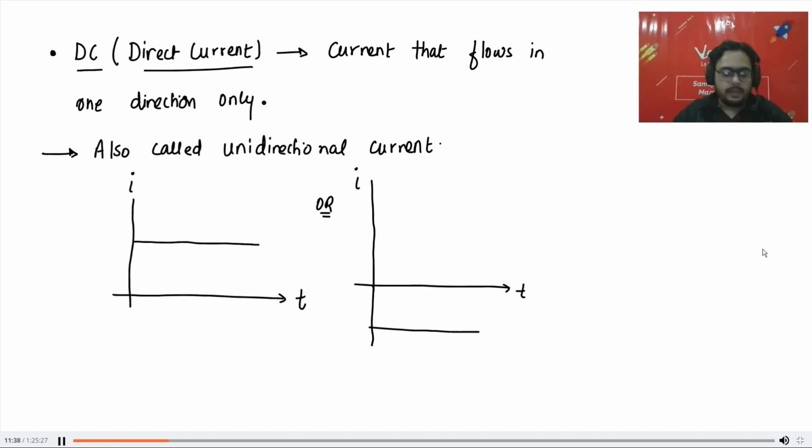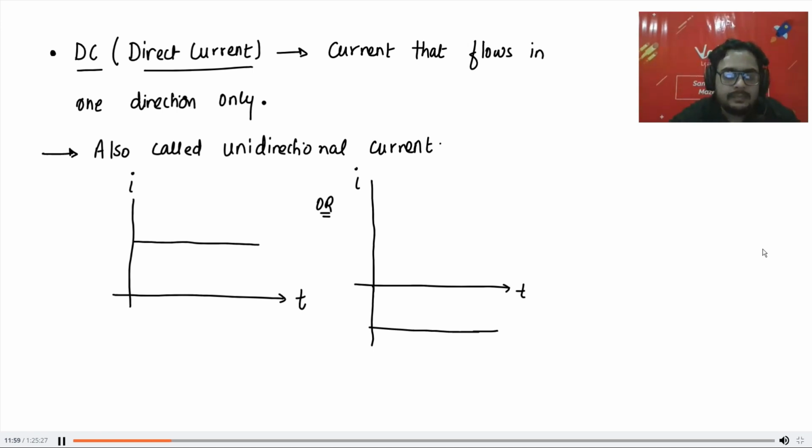Okay, so as I was telling you, the current can either be positive or it can be negative during the whole cycle also. So what is the meaning of negative current? It simply means that if you have taken clockwise current to be positive, current can be flowing in anti-clockwise direction. Okay, so please remember this.